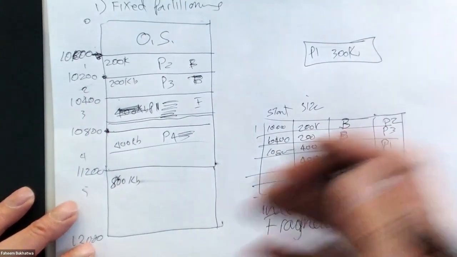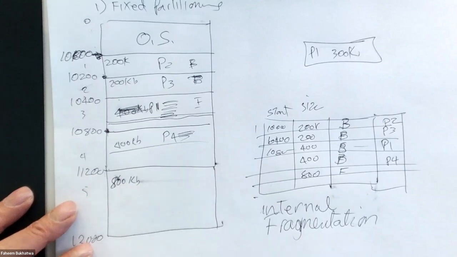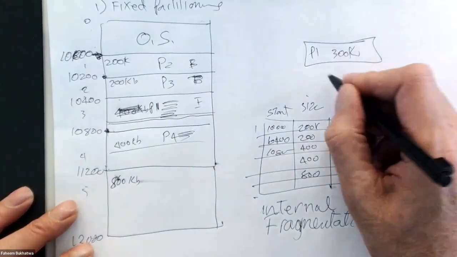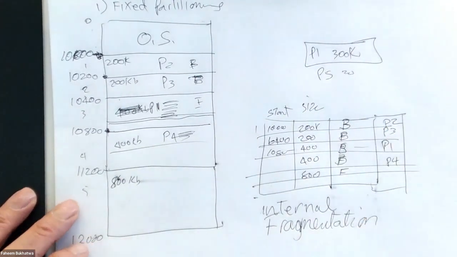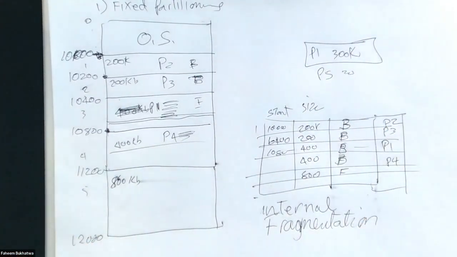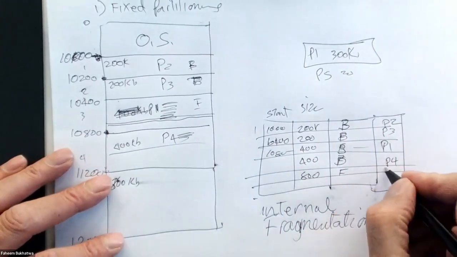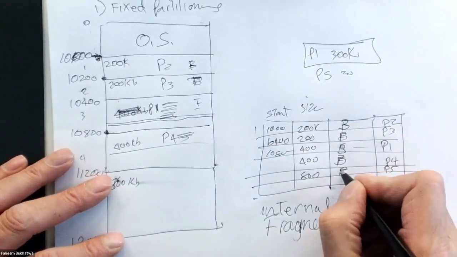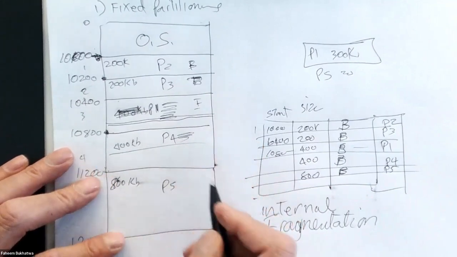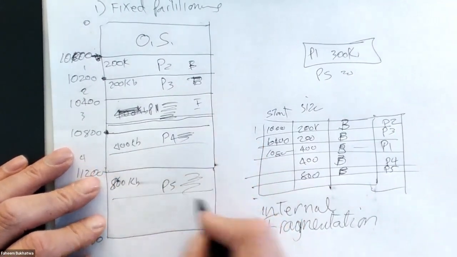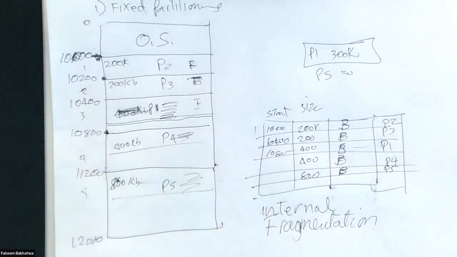The next program, let's say a 200K program, comes in. Program number 5 comes in, of 200K. Where do we place it? The only block that's available left is the last one. So we put program 5 in there, and they're all executing now. So program number 5 is there, even though it's only 200K, but we gave it a space of 800K. There's a lot of inefficiency there in using memory.